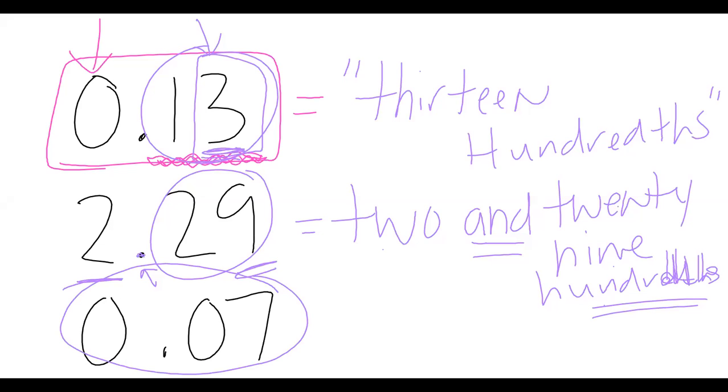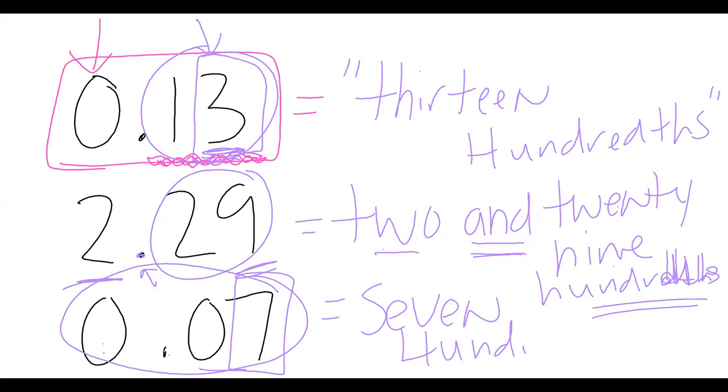So now here's this last one. And if we look at it again, there's no whole number, so I don't have to say something and something. I'm not going to say 0 and. It doesn't matter. I don't walk around and say I have 0 and 34 cents in my pocket, right? So we're just going to look at the number itself. And the number itself is 7, and it's in the hundredths place. So this is 7 hundredths. Okay, let's look at a few more. That was kind of a crash course.